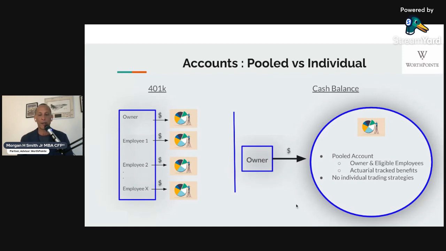Another important thing that we'll expand on is there are no individual trading strategies. So here, each account and each employee or participant can have their own individual trading strategies. In a cash balance plan, typically you're going to have one investment strategy for the whole pooled account, and this becomes very critical. It's much different than what you'd be used to, and we'll look into that a little more on why you would really want to explore professional investment management on the cash balance plan, if not the 401k as well.